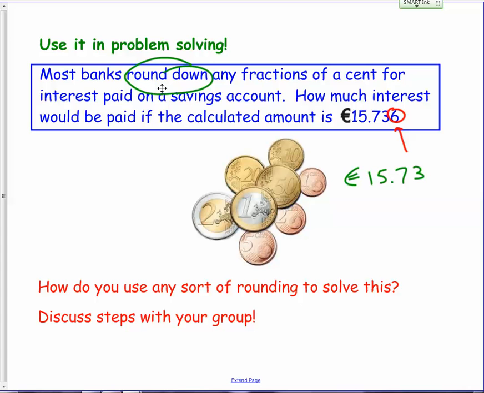They're going to round down any fractions of a cent for interest, which is money they're paying you for having your money in their account. They don't want to lose any money, so they're always going to round down. So if this is how much interest you had, we don't have a coin for a thousandth of a euro, so they're going to drop that. They're not going to pay you an extra four thousandths of a euro. They're just going to drop it, and they're going to round down to 15.73 euros.